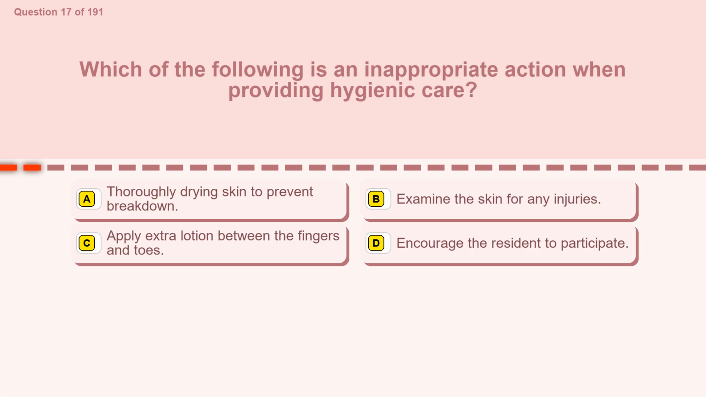Question 17. Which of the following is an inappropriate action when providing hygienic care? Option A, thoroughly drying skin to prevent breakdown. Option B, examine the skin for any injuries. Option C, apply extra lotion between the fingers and toes. Option D, encourage the resident to participate.